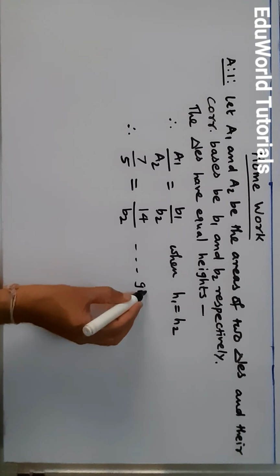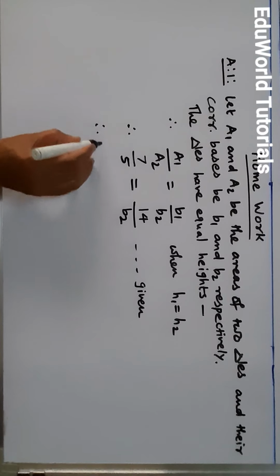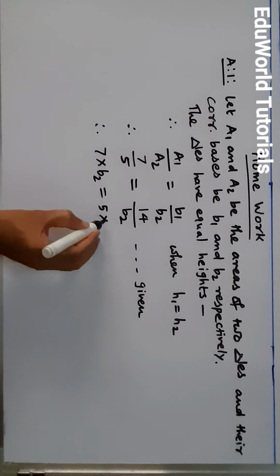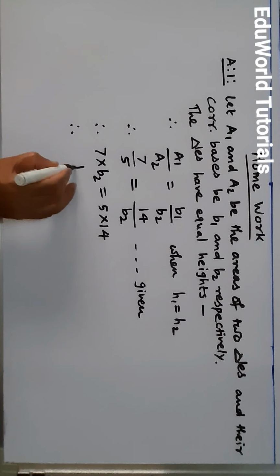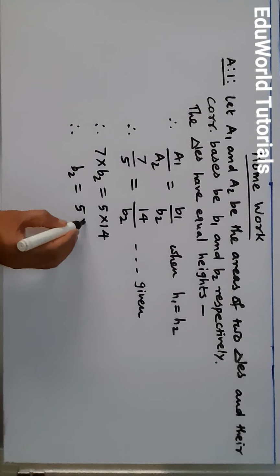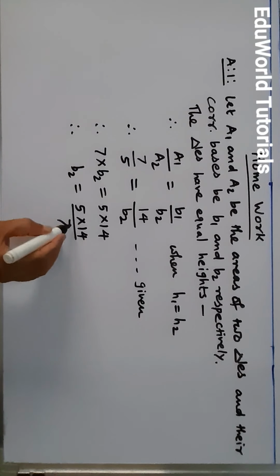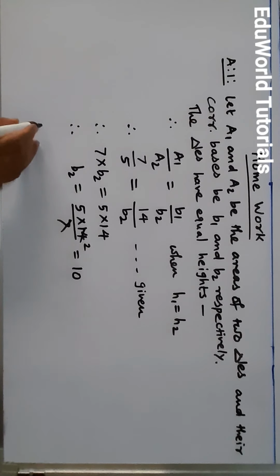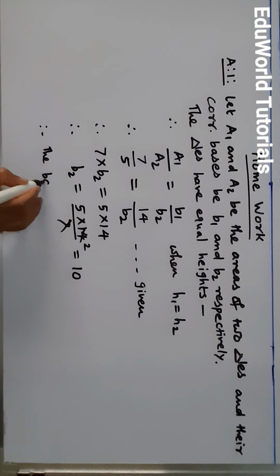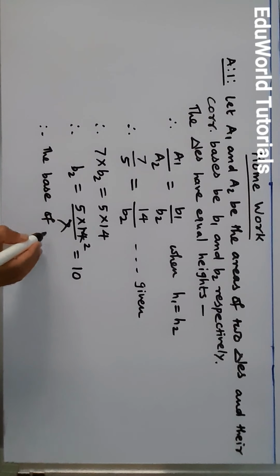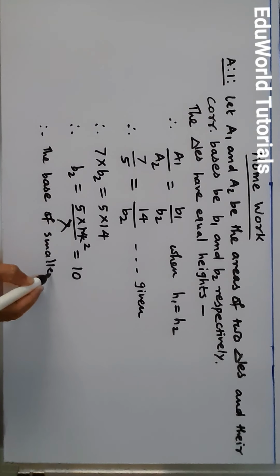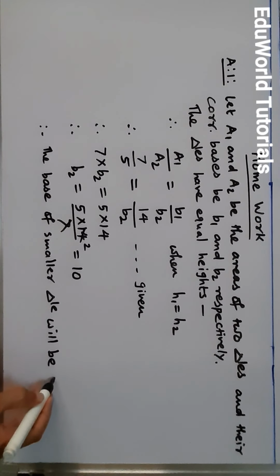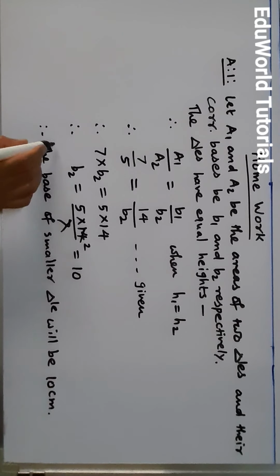All these values are given. Therefore, on cross multiplying we get 7 multiplied by B2 is equal to 5 multiplied by 14. Therefore, B2 will be equal to 5 multiplied by 14 upon 7. 7 2s are 14. 5 2s are 10. Therefore, the base of the smaller triangle will be 10 centimeter. That is the answer.